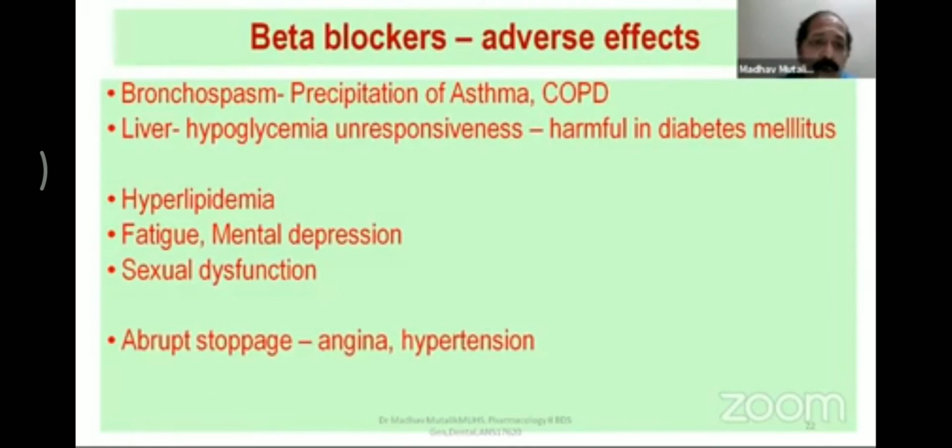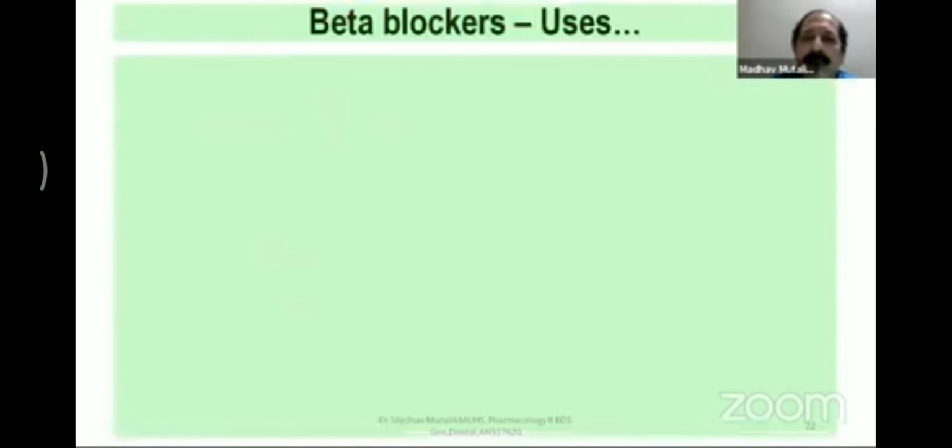And you cannot stop beta blockers abruptly. If you stop them abruptly, then because you have given the blockers, there is likely to be upregulation of the receptors, and because of the abrupt stoppage, the epinephrine and norepinephrine inside the body will start acting on the upregulated beta receptors, leading to precipitation of angina and a very severe increase in blood pressure. So please remember the most important adverse effects of beta blockers.